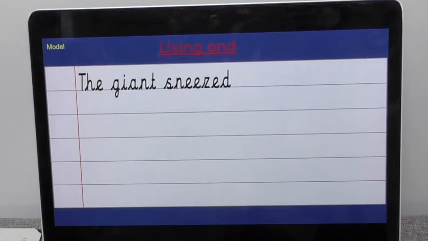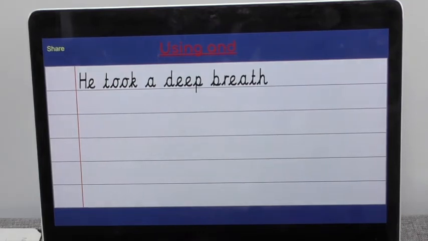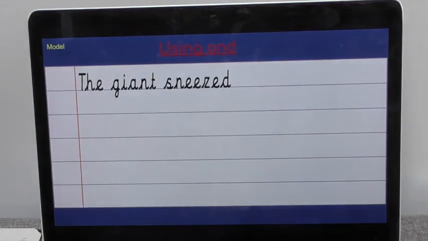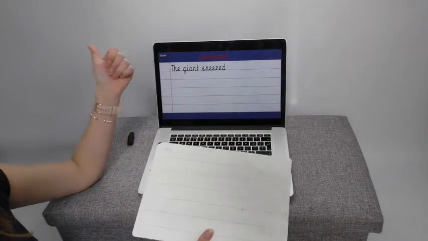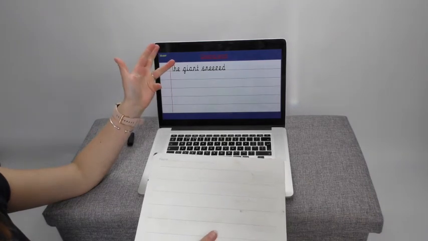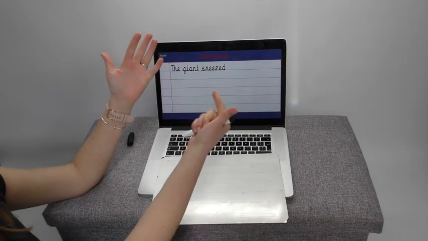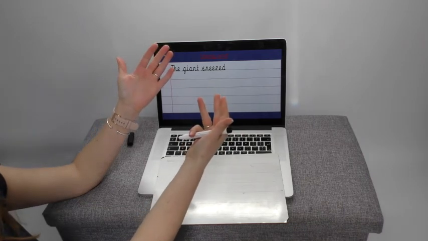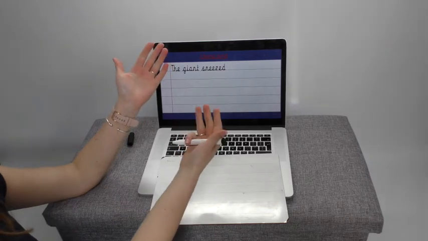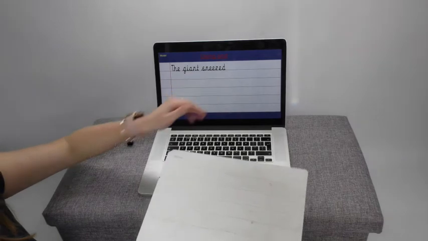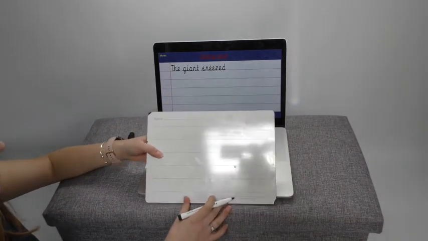So here we've got the giant sneezed. With your child, have a think about what will be coming next. The giant sneezed and. I'm going to be looking at this sentence. The giant sneezed and he blew out the sun. I'm going to have 9 words in my sentence. So I've got the beginning of my sentence here to help me. I'm going to write it and carry it on.